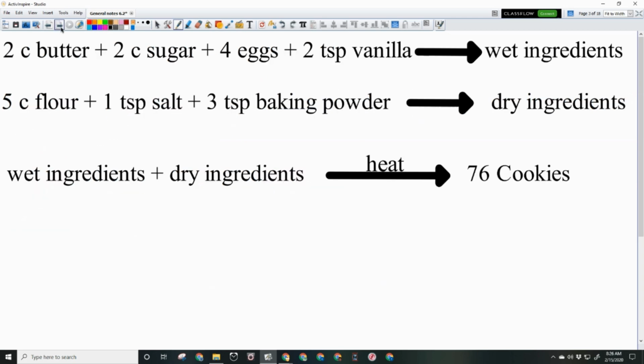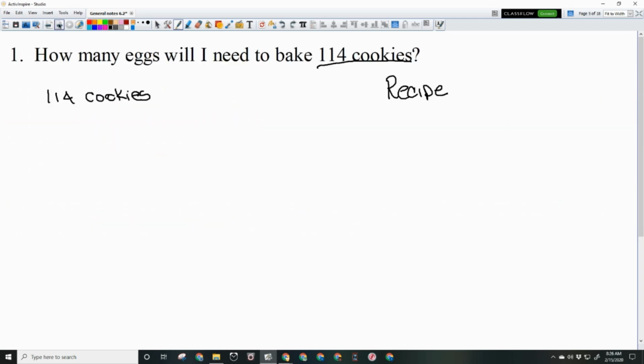So remember what we said when we're doing conversions about equalities. Equalities can be used to set up conversion factors. So if 76 cookies is equal to 4 eggs, I can make that a fraction, a conversion factor. I can put 4 eggs on top and 76 cookies on bottom. It doesn't matter, one over the other, just however I need to use it.